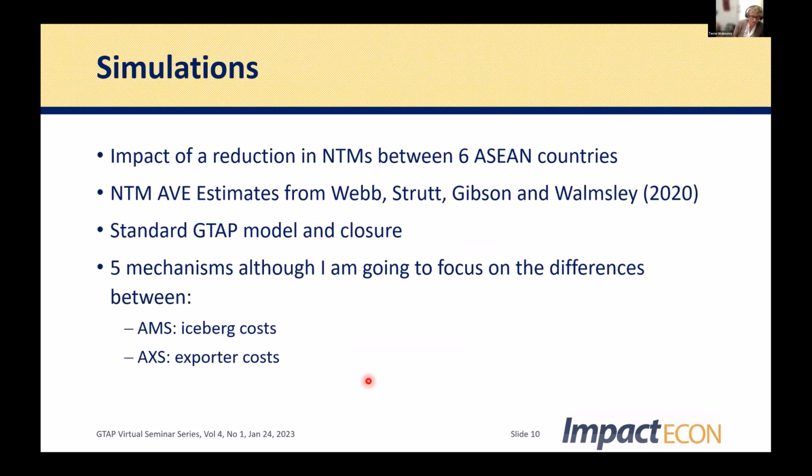What we did in the paper is we wanted to show the differences in results between those. So we looked at the impact of a reduction in NTMs between 6 ASEAN countries, and we used NTM estimates from Webb et al. At the time, Alex's work wasn't available. We used the standard GTAP model and closure, and we look at all 5 mechanisms. I'll give you the results for 5 mechanisms, but I'm going to focus on the iceberg cost and exporter cost methods so that you can see the differences between those two.